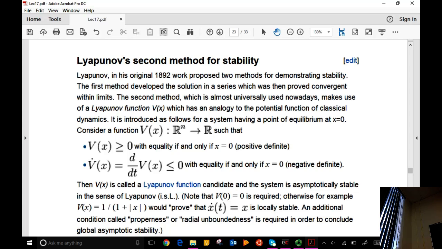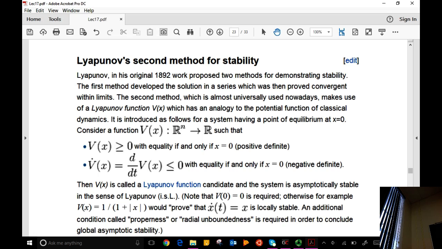The concept is you need to construct a function V of x, a scalar function. X is a vector, but you need to construct a scalar function that maps from Rn to R. It simply means from an n-dimensional vector, you're going to calculate a scalar number. The stability requirement, according to the previous definition, is that this V of x must be greater than or equal to 0. It means it must be positive definite in the region that you are interested in.